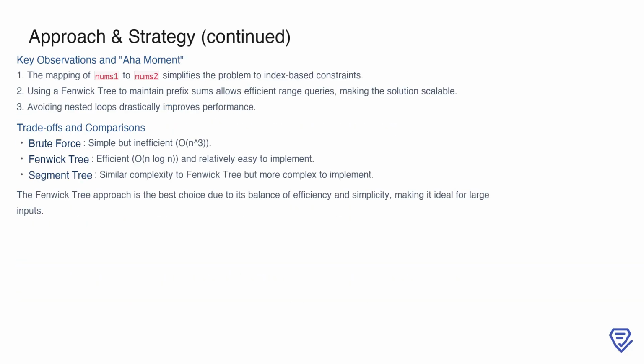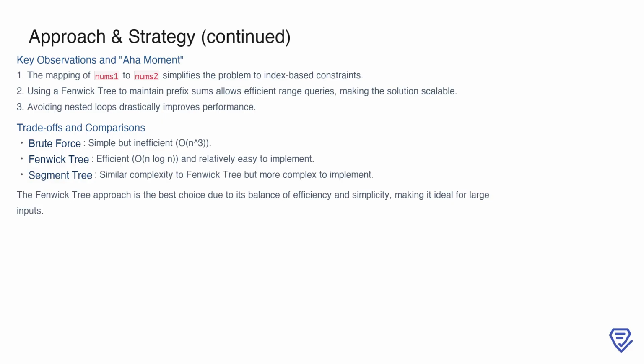The key insight that unlocks this problem is the realization that mapping nums1 to nums2 allows us to focus solely on index-based constraints. Using a Fenwick tree to maintain prefix sums enables efficient range queries, which is crucial for counting valid triplets without relying on nested loops. This drastically improves performance from O(n^3) down to O(n log n).